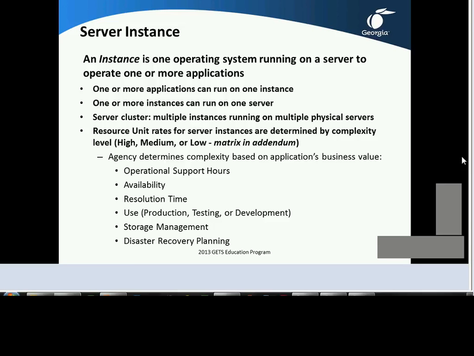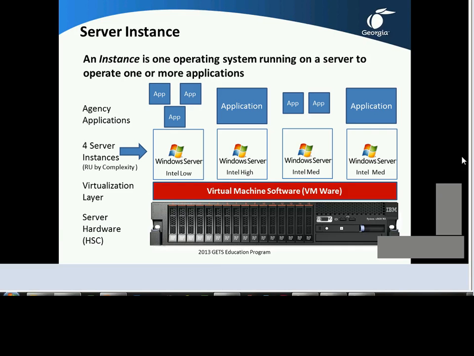Now, we thought it would be helpful to put this instance example into a picture to better explain it. So, when you look at this picture, at the very bottom you have the hardware. There's an HSC charge that comes along with that hardware on the invoice, and that's the physical server. Then you have software that allows you to run multiple operating systems on one piece of hardware. And you can see above that layer an example, 4 different Windows Server operating systems installed on this piece of hardware.